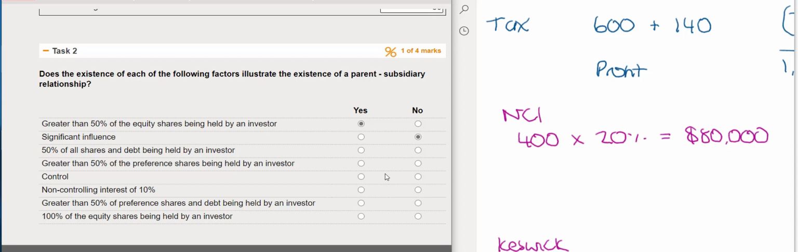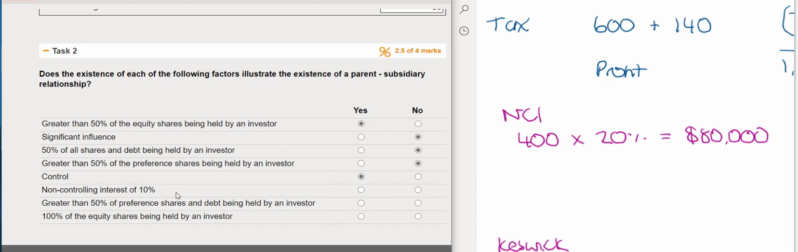Looking at 50% of all shares and debt being held by an investor, only having greater than 50% of equity shares would indicate a parent subsidiary, and so the answer for this one is a no. The next one looks at greater than 50% of preference shares being held by an investor. Preference shares are non-equity. Ownership interest is characterised by ordinary shares and voting rights, and so therefore this would not indicate a parent subsidiary. The next one, looking at control, having control would indicate a parent subsidiary relationship.